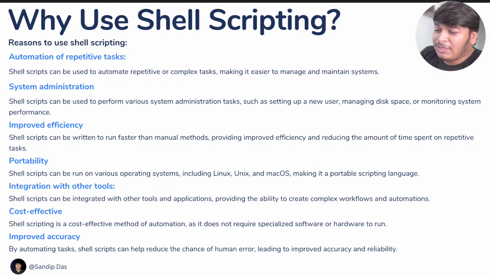Okay. Improve accuracy. By automating tasks, shell script can reduce the chance of human error, leading to improved accuracy and reliability. When you are typing commands, for example, sometimes you run wrong commands and that can be a problem, right? All those can be avoided if you do shell scripting, which you've already experimented with and tested every time. It's very secure, very fast, and less error prone. So it will, of course, be easier to do that, right?